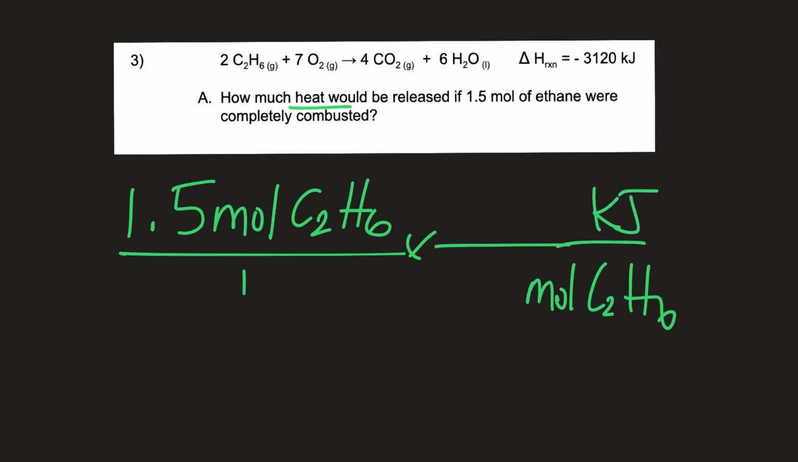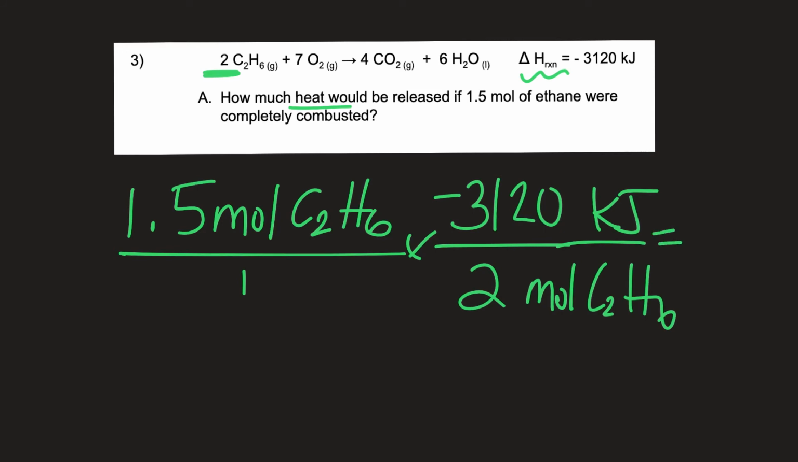Okay, are we allowed to do that? Are we allowed to go from moles of one thing to kilojoules? You sure are when you have a delta H value for a balanced reaction. So the kilojoules, 3,120. Do not put 1 mole here because it's not for 1 mole. It's for every 2 moles of the ethane that are combusted.